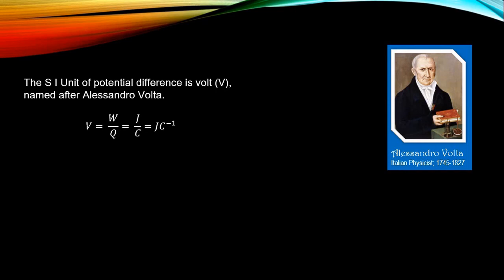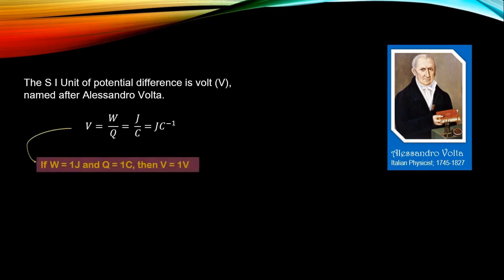The SI unit for potential difference and the letter we use for representing potential difference are the same, capital V, so please be aware of that to avoid any kind of confusion. If the work done W is equal to 1 joule and the charge Q is equal to 1 coulomb, then we get V is equal to 1 volt, since V is equal to W by Q, 1 by 1 is 1.